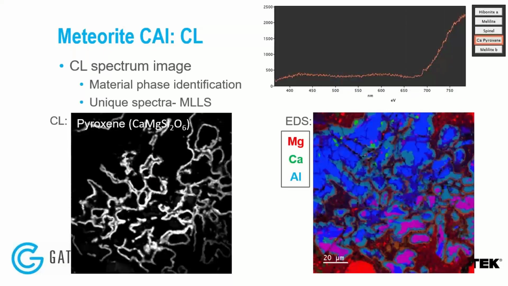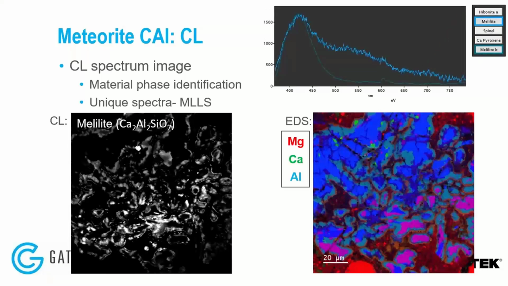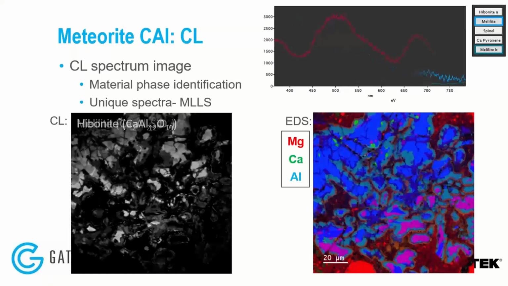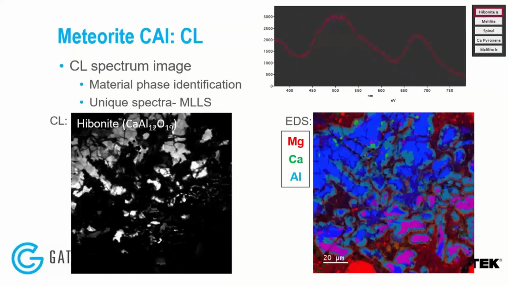And so one of the materials we found, again, was calcic pyroxene, and this is the map corresponding to that. You can see the pyroxene tends to coat or shell the other materials. Looking again, we actually found two phases of melilite. So a melilite is pushed up against the calcic pyroxene, and then the hibonite grains tend to form the cores in the northern part of the specimen.